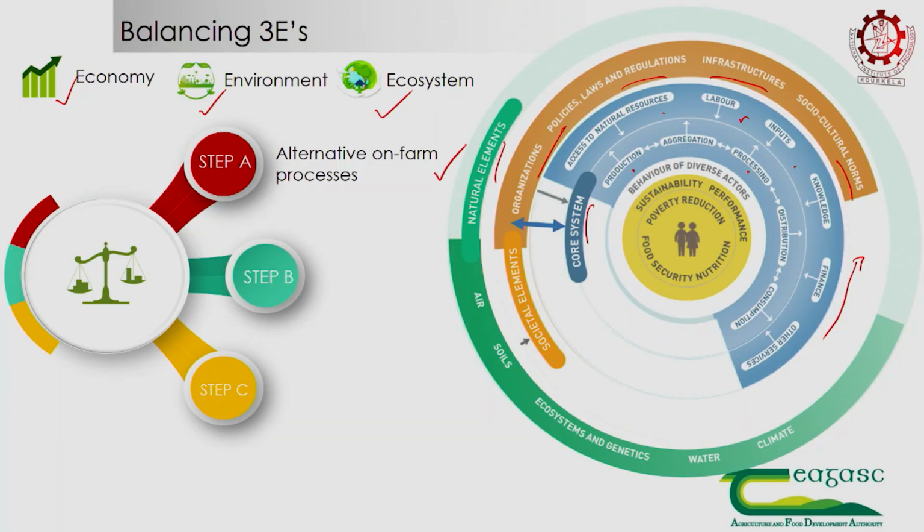One, how do we have an alternative on-farm activities that is related to production? That means even if you are producing marine resources or a crop or anything, how do we make an alternative on-farm production system? Second is disruptive technologies.